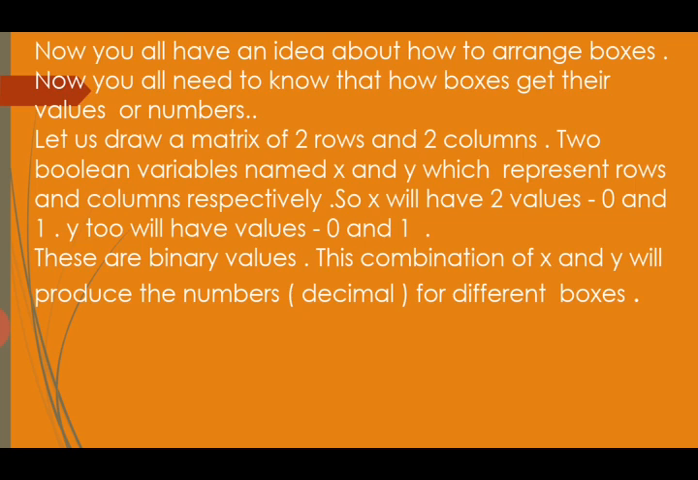Let us draw a matrix of 2 rows and 2 columns. Two Boolean variables named x and y represent rows and columns respectively. Since they are Boolean variables, x will have two values, 0 and 1, and y will also have values 0 and 1, meaning either 0 or 1 at a time. These are binary values. The combination of x and y will produce the numbers, meaning which number? The decimal number for different boxes.